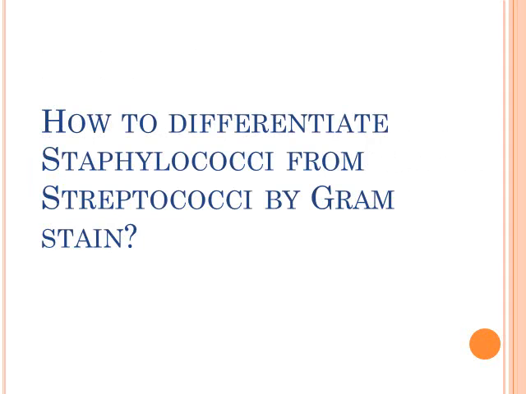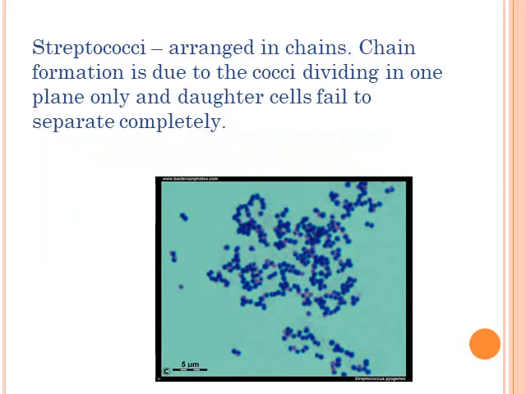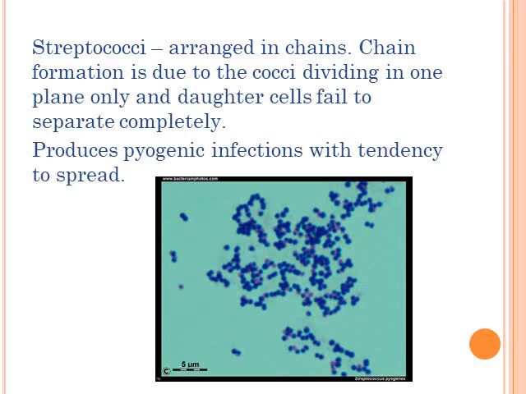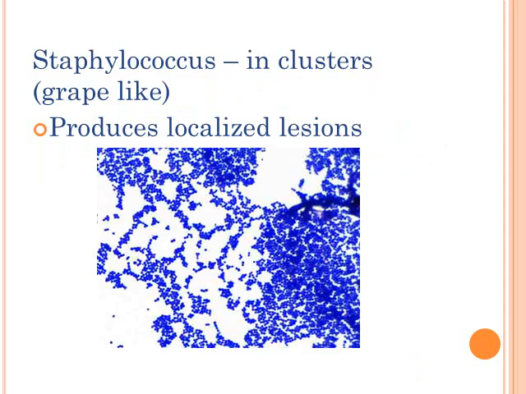Then how to differentiate Staphylococci from Streptococci by Gram stain? Streptococci are usually arranged in chains. Chain formation is due to the cocci dividing in one plane only and daughter cells failing to separate completely. So it produces pyogenic infections with a tendency to spread. Whereas Staphylococci are arranged in clusters, so they produce localized lesions.